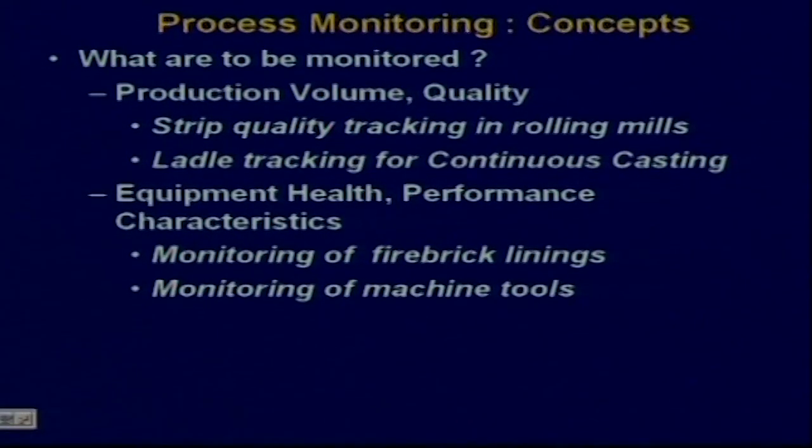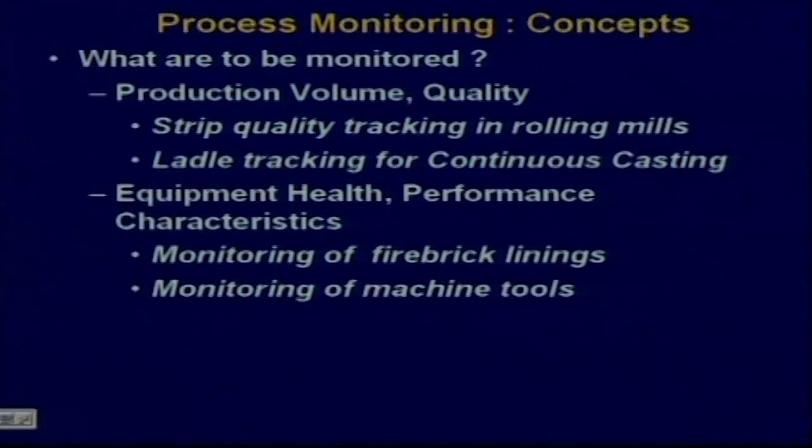You can try to monitor various things like production volume and production quality. For example, strip quality tracking in rolling mills, or ladle tracking for continuous casting, so that you know you can achieve a certain number of heats in a continuous caster. This was actually a problem for our steel industry, that they were not having enough number of heats. Similarly, you can monitor equipment health or performance characteristics, like monitoring machine tools to see whether they have worn out, or checking fire brick linings of furnaces.